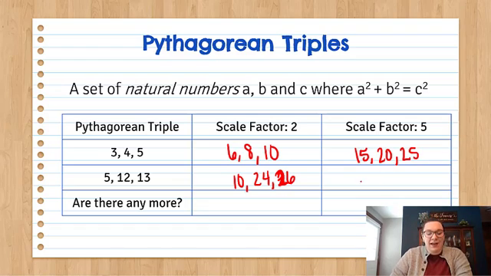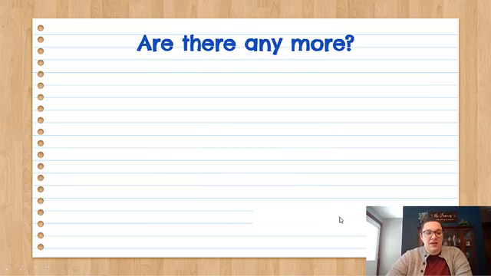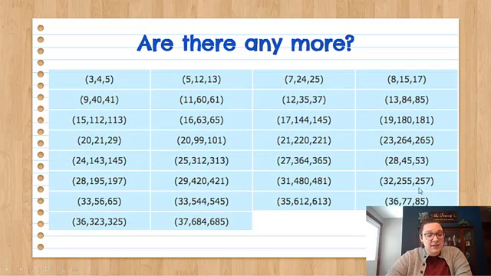And if I did times 5, 5 times 5 is 25, 12 times 5 is 60, 13 times 5 is 75. So you notice this recognized goes on and on. There are more, matter of fact. Here's a list of more of them that are specific.